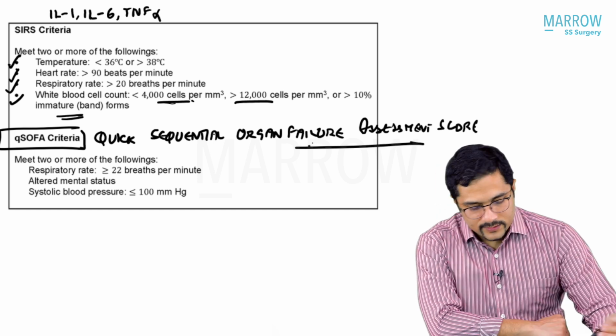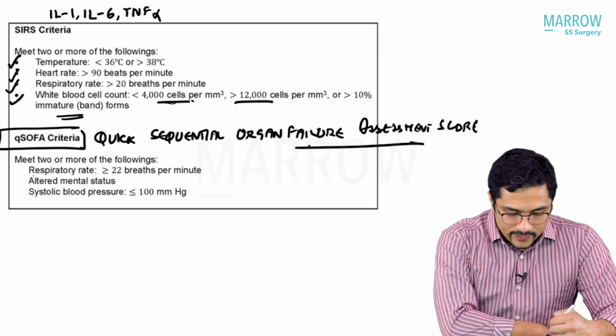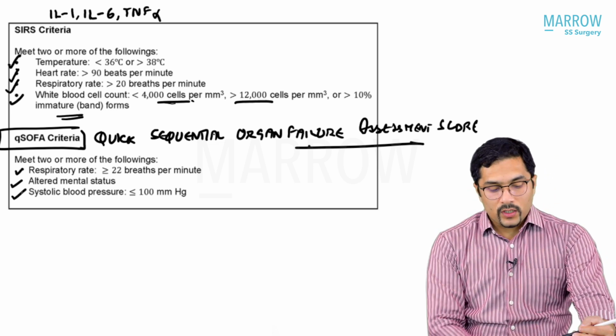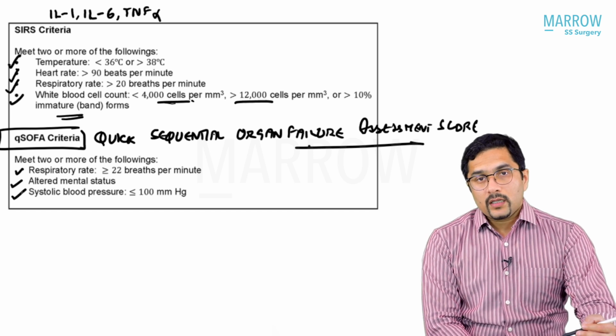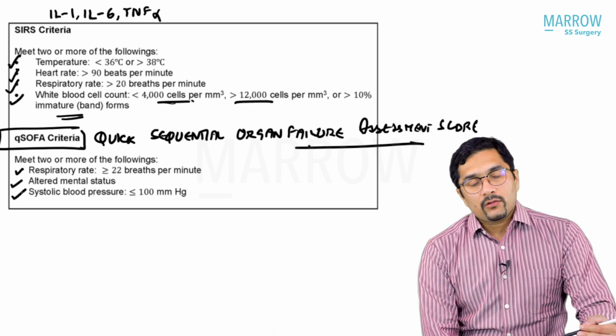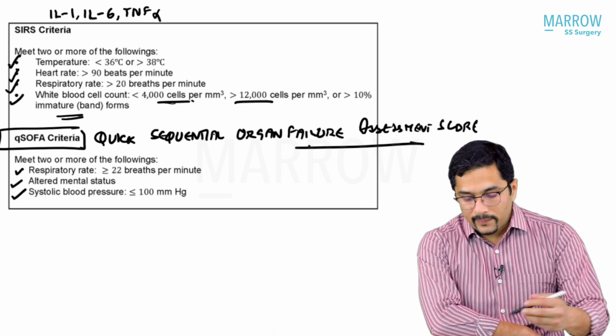QSOFA, this has also been asked many times, and QSOFA is respiratory rate more than 22, altered mental status, or systolic BP less than or equal to 100 millimeters of mercury. If any two criteria are met, we call QSOFA as positive.